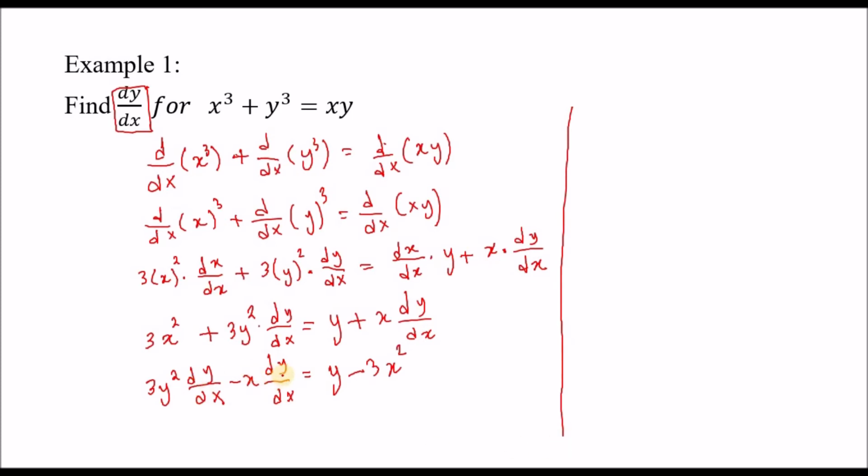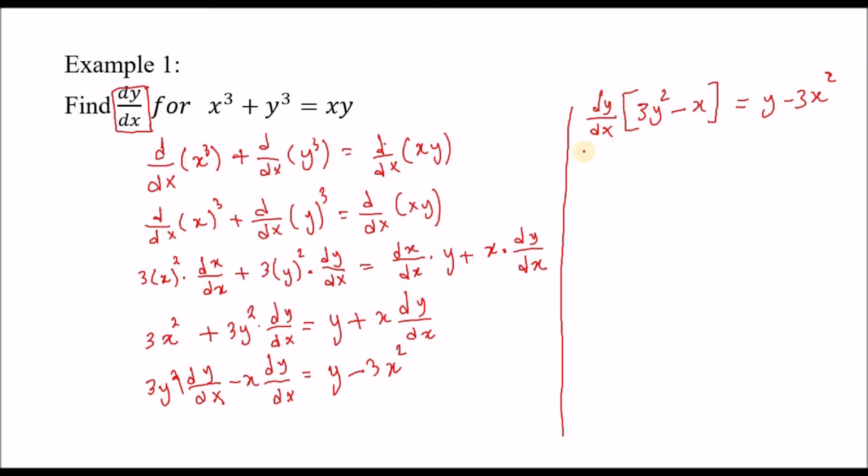Now I'm going to take dy over dx out as a common factor. I have it here and I have it here. I'm going to pull it out as a common factor. So I will have dy over dx times what's remaining. I'm going to have 3y to the second power minus x on this side equals y minus 3x squared.